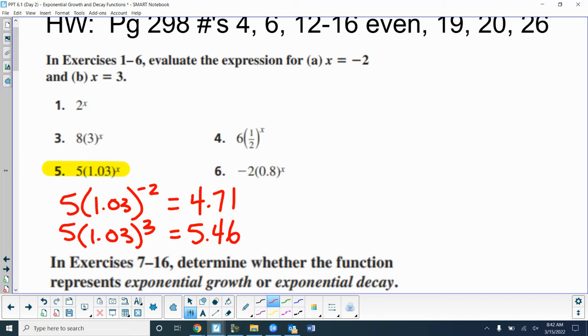Number 4, the answer is 24 for negative 2 as the exponent, and 3/4 when you put 3 in there. And for number 6, when you put negative 2 in for x, you get negative 3.125. And when you cube it, it's negative 1.024. Again, just put it in your calculator, right?